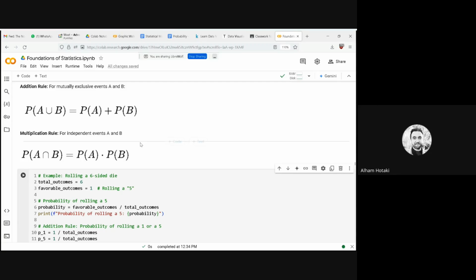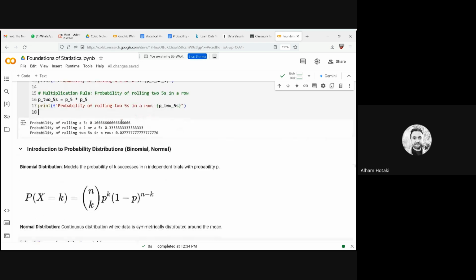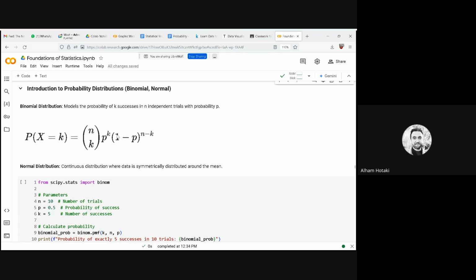Addition in probability and law of multiplication in probability. So this was the last thing that we learned yesterday. Now we will be coming to the introduction to probability distributions: binomial distribution and normal distribution.